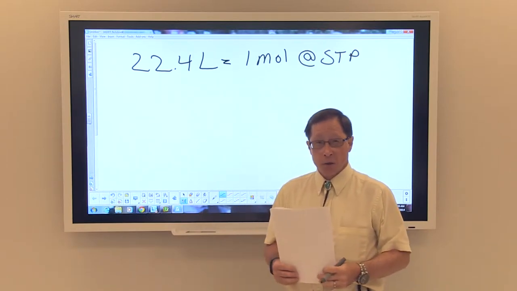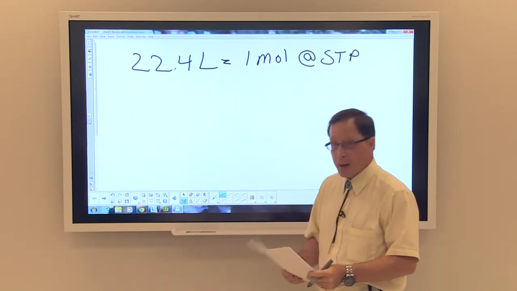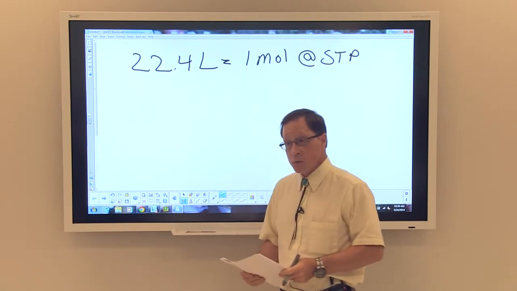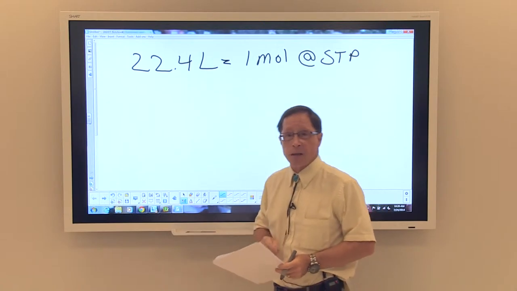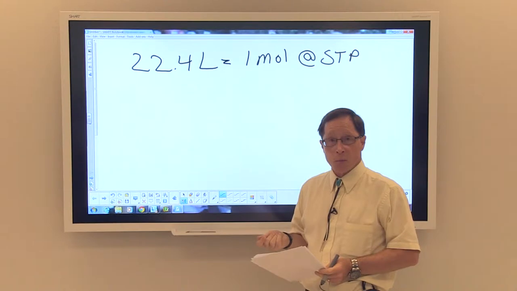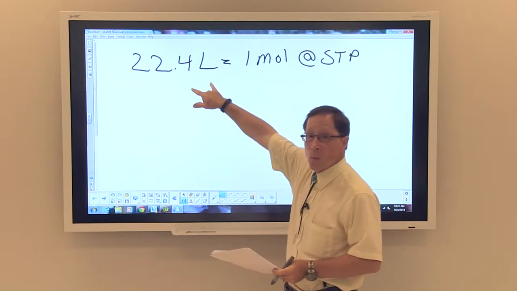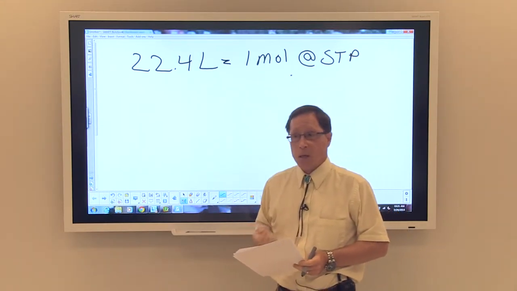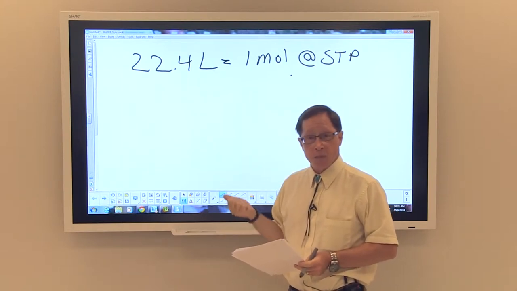One thing I'd like to discuss before we begin the actual stoichiometry has to do with the concept that's called Avogadro's law. And Avogadro's law is actually used to derive the following relationship. And it says that a gas at standard temperature and pressure will occupy 22.4 liters for every mole of that gas that's present. Doesn't matter what gas. All gases would occupy this same volume.